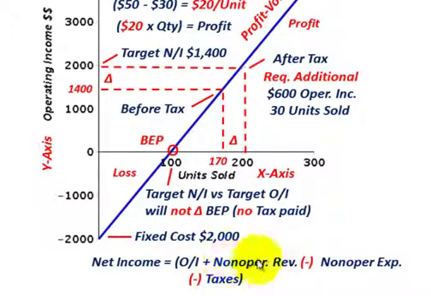Well, we're not going to really be working with our non-operating revenues and non-operating expenses, but just to understand, those would have to be included in any of your calculations here. We're just going to look at the tax effect and understand what's going on, but these other non-operating revenues and non-operating expenses would also have an effect here on your operating income versus units sold.